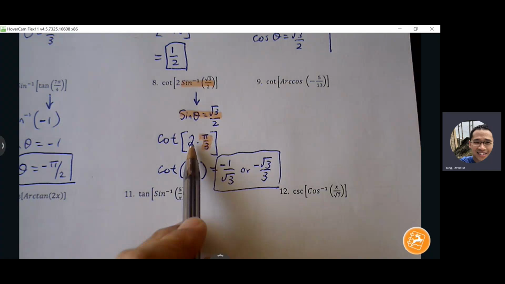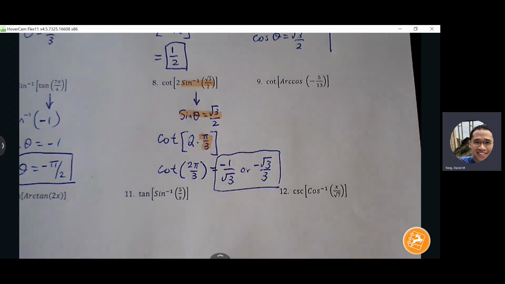Yeah, the 2 got multiplied into that pi over 3 to be 2 pi over 3. All right, so those are our unit circle values. But from 9 through 12, we're going to have to build out using triangles. Okay, build out using triangles.